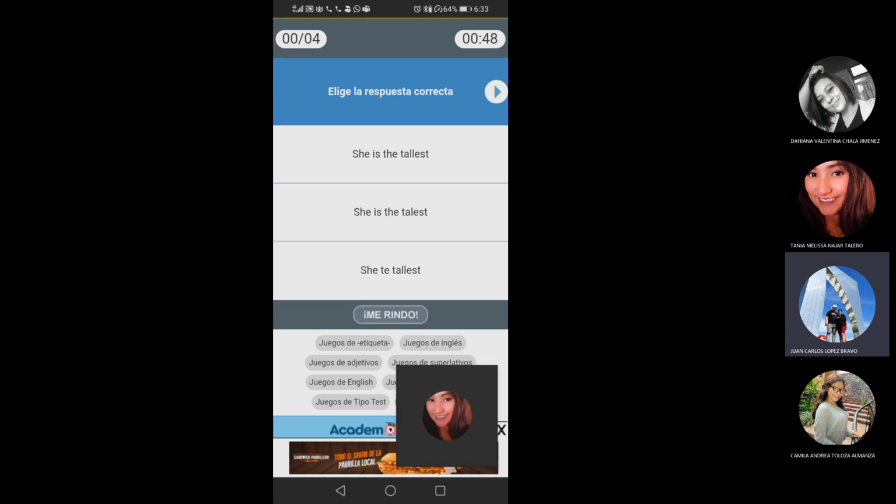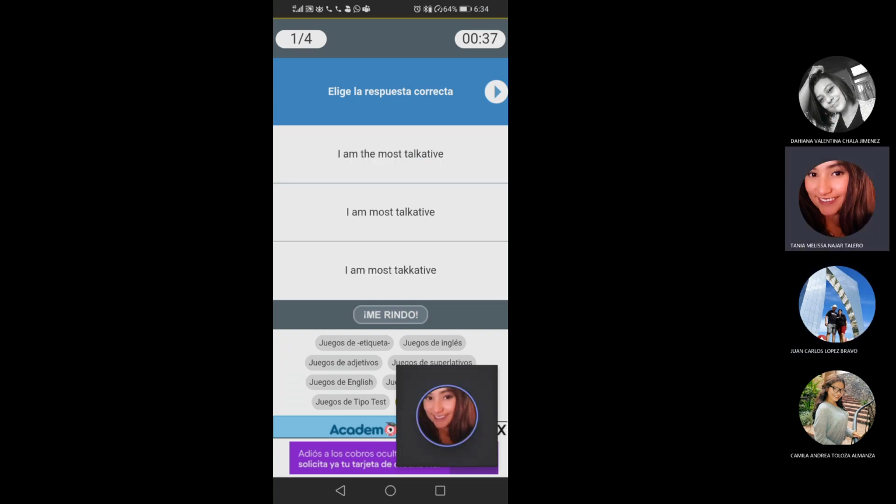The correct answer in this example, teacher, she is the tallest. It's Sally. She's the tallest. The first one. Okay. Next.